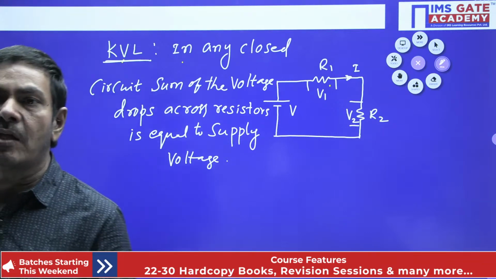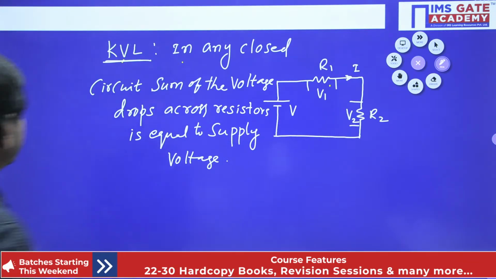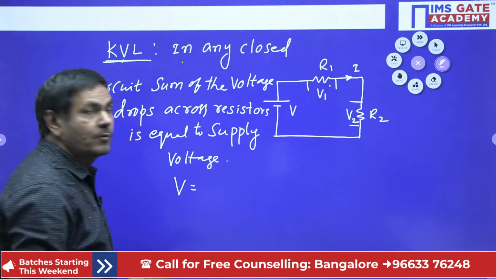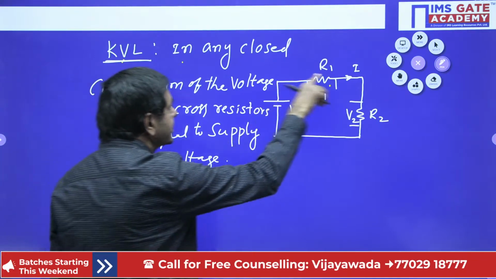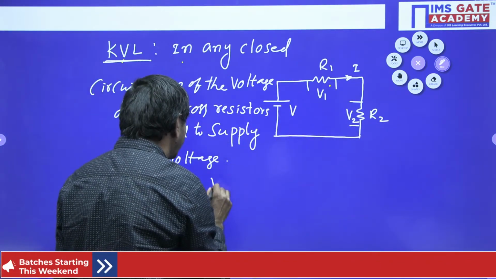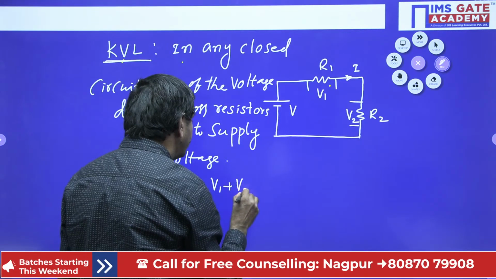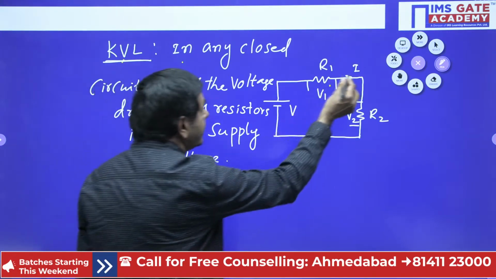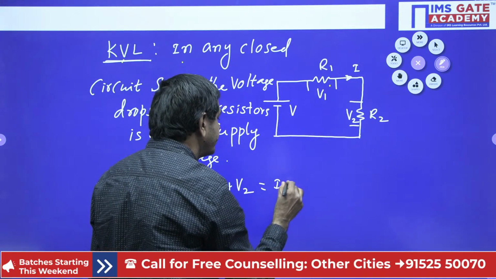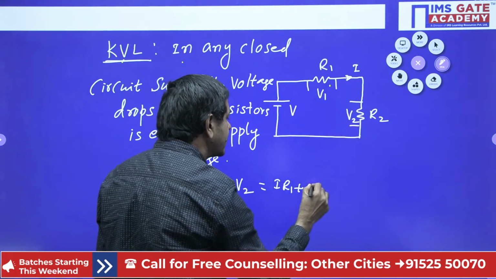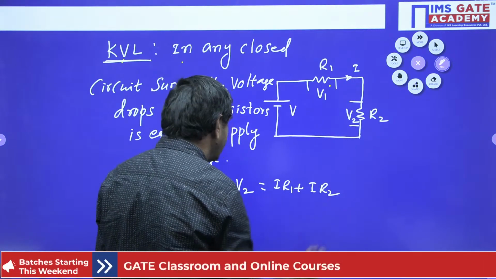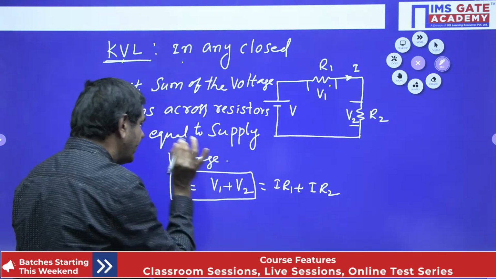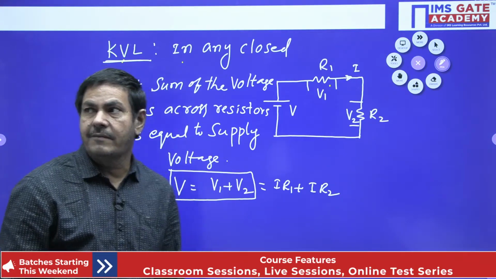But how can we note down the equation here? That equation I can put like this: supply voltage V equal to the sum of the drops, V1 plus V2. But what is V1? Current into resistance also I can write. What is V2? Current into resistance also accepted. Anyhow, the formula is more important. Understand now, this is the KVL we can write.